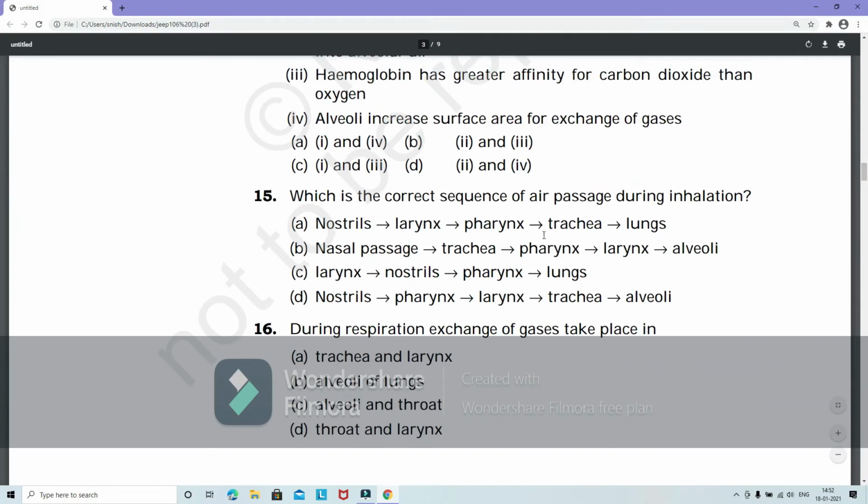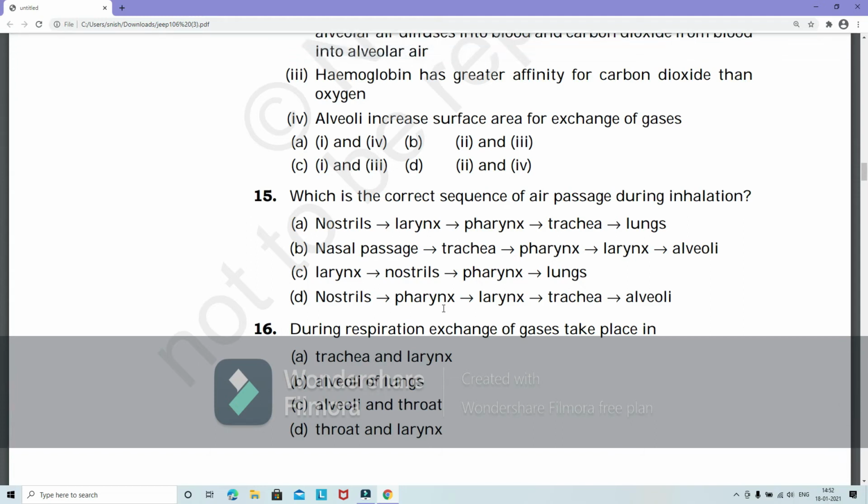Which is the correct sequence of air passage during inhalation? It definitely starts with the nostrils. Next, you should remember that it moves from the pharynx to the larynx. So remember: nostrils, pharynx, larynx, trachea and the alveoli. Finally, it's the alveoli. It is option D. There's not much to explain here. The passage of air through our body starts from the nostrils into the pharynx, then the larynx, then the trachea, and finally the alveoli.